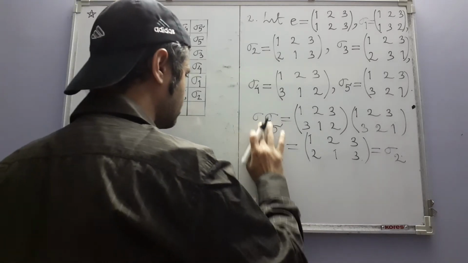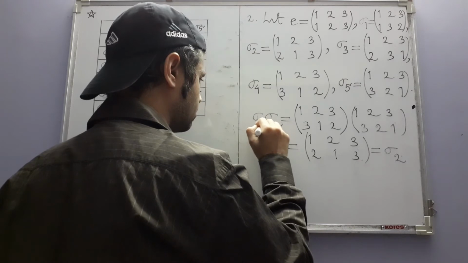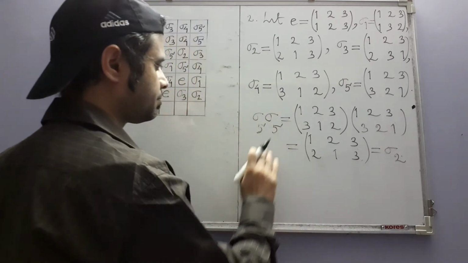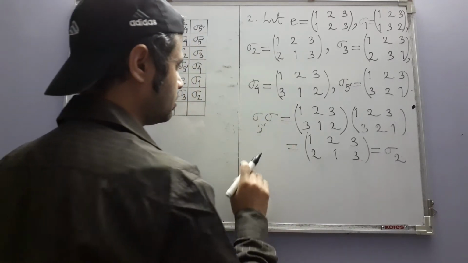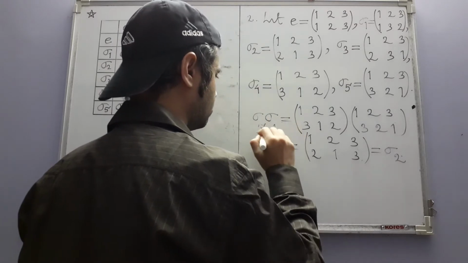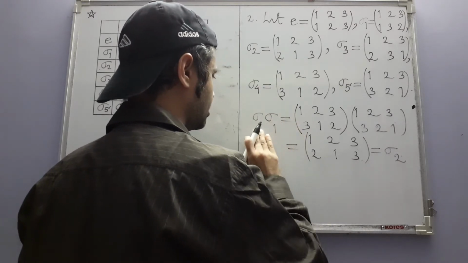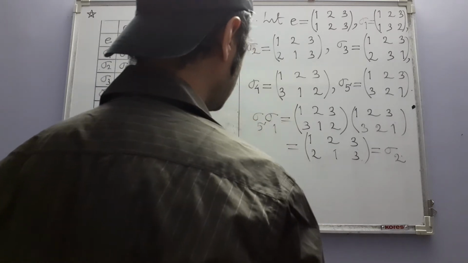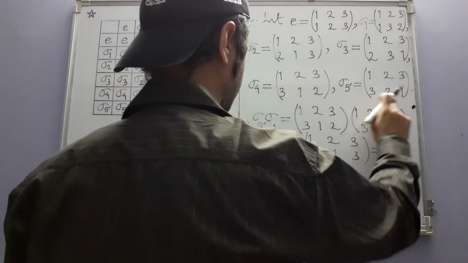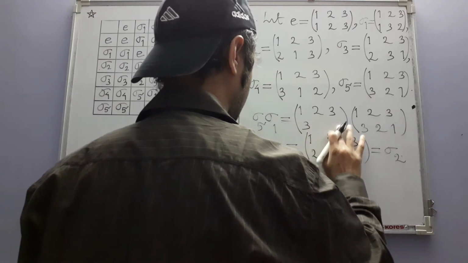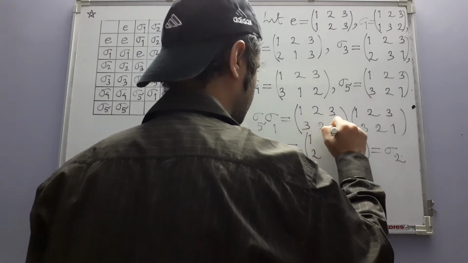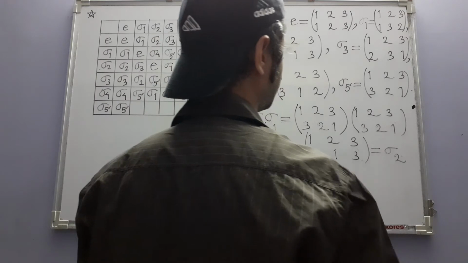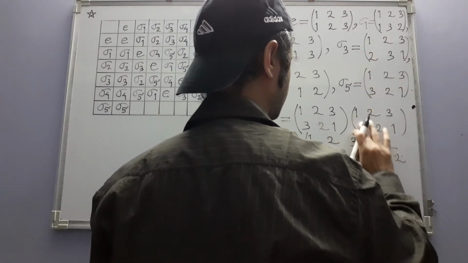Next, sigma 5. Sigma 5, sigma 1. Am I already running out of ink? We will see. Sigma 5 is 3, 2, 1. Sigma 1 is 1, 3, 2.